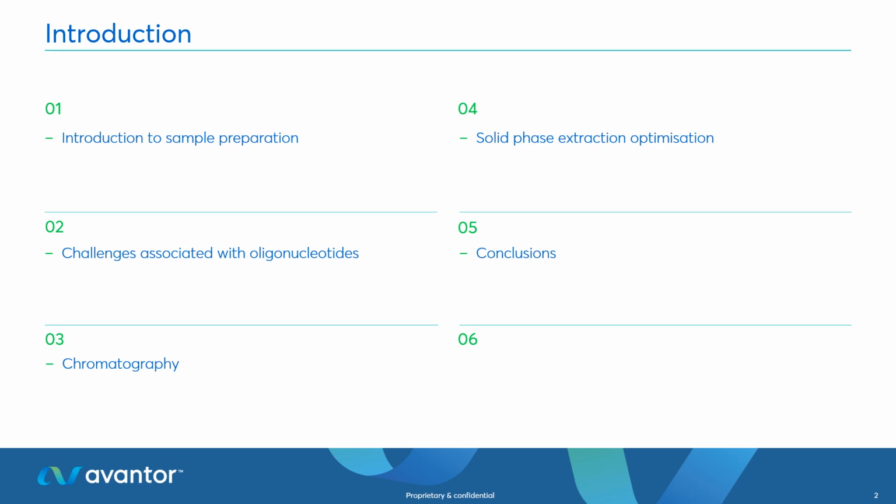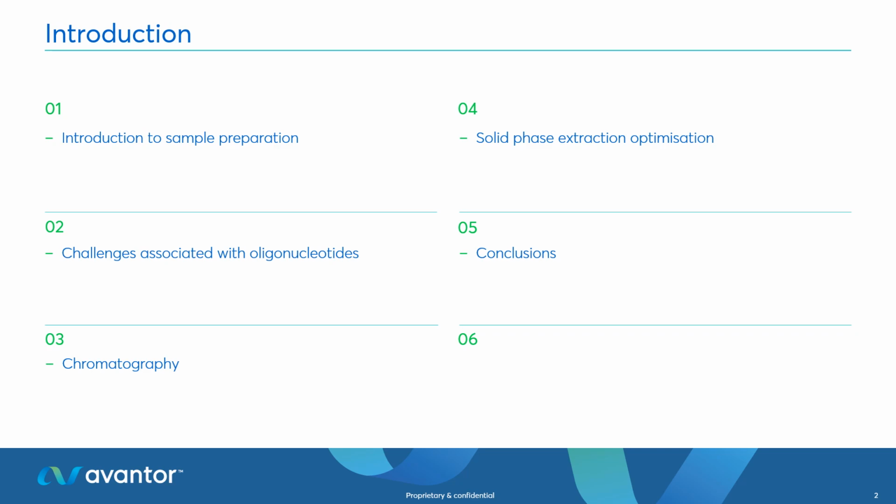So let's begin this journey then. We'll initially start off by looking at a quick introduction to sample preparation and why this technique is so important and its applicability across a range of different biological sample types. Then we'll move on to specifically looking at some of the challenges associated with oligonucleotides. This is a therapeutic area that has seen a lot of interest, in particular since the rise and fall, fortunately, of COVID. We'll look at why these compounds are so difficult to analyze and some of the problems that lab analysts have in developing their methods and also maintaining their methods.